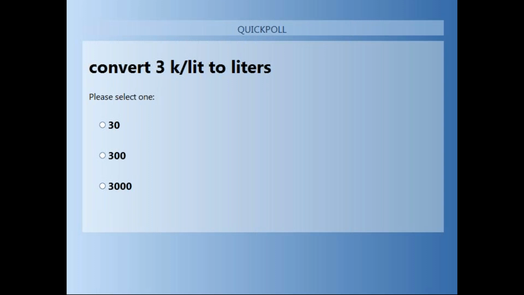Okay, ladies and gents, we're sitting on 71% voted so far, so let those fingers do the walking.